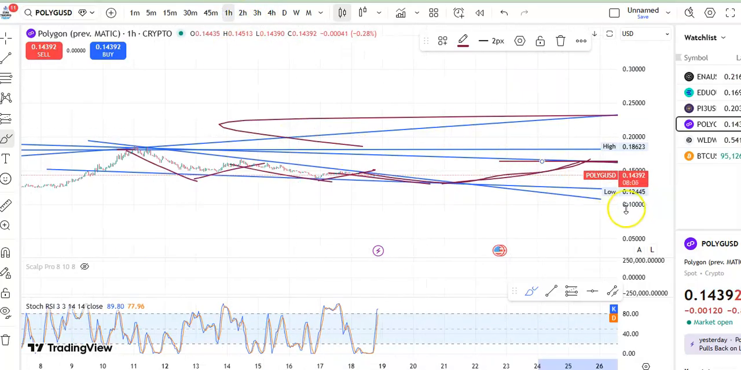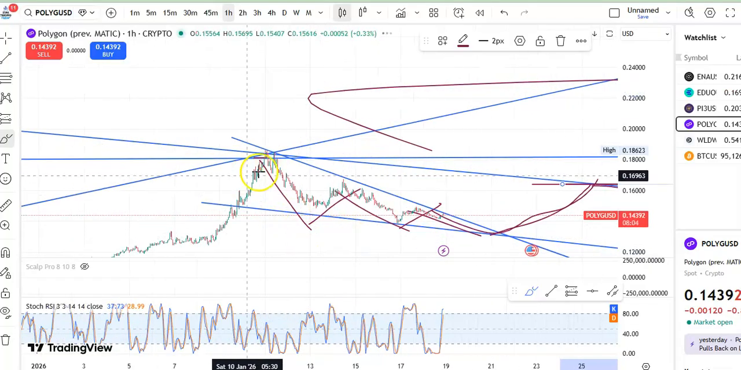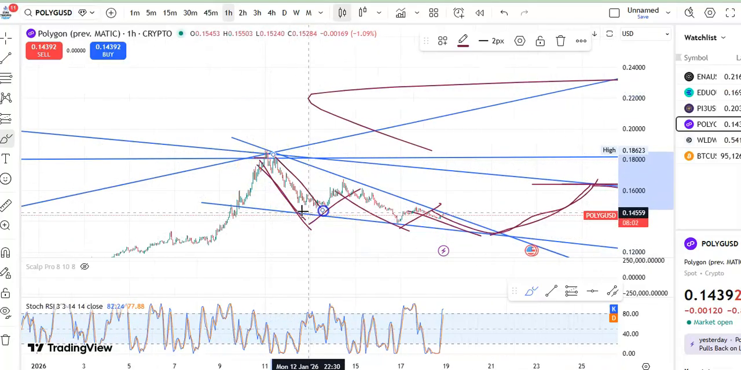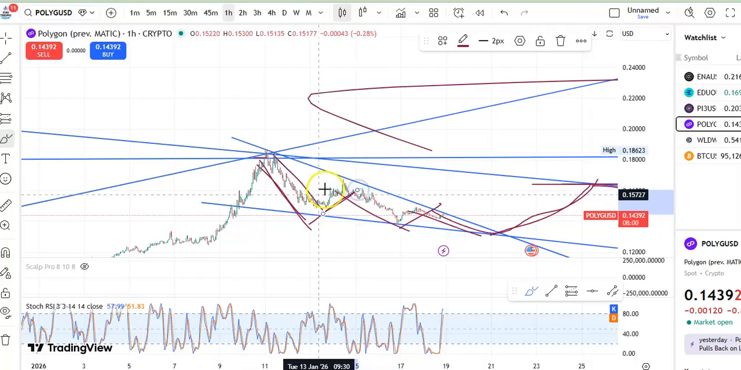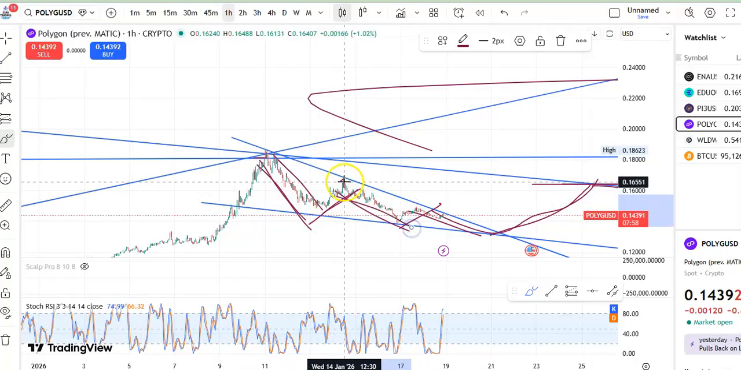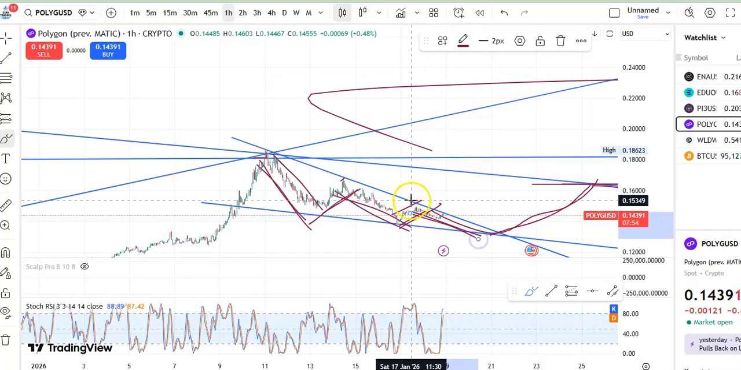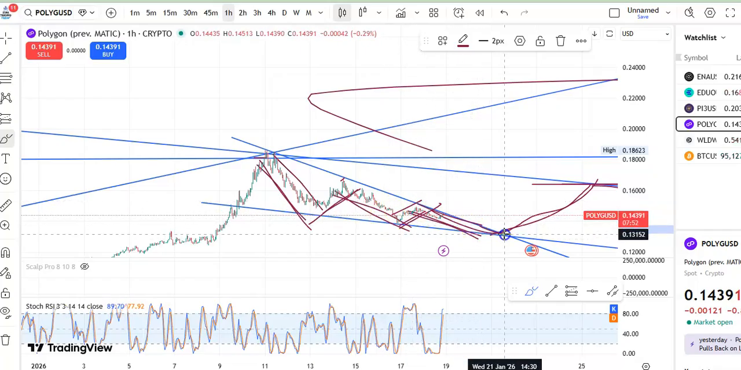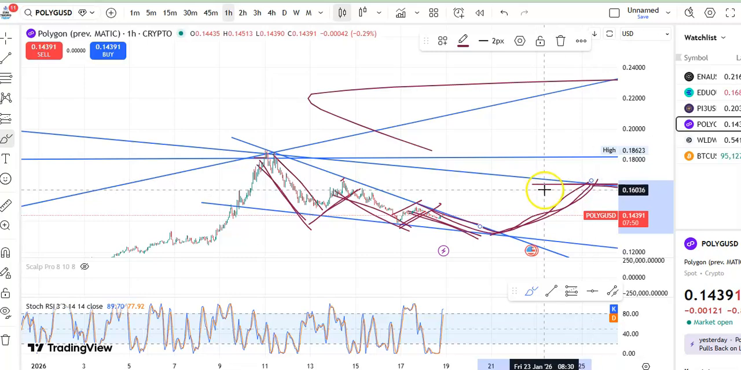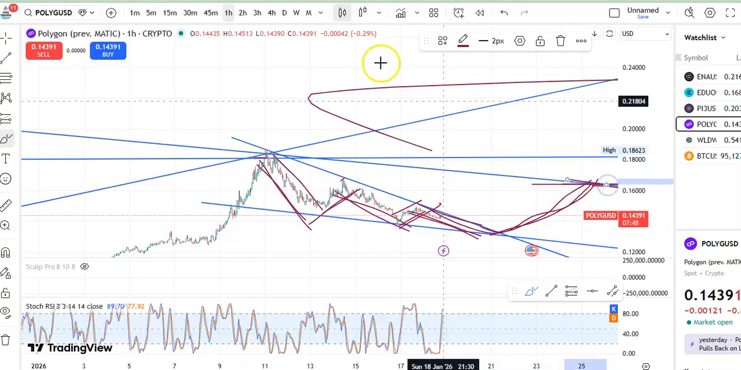Okay, in the 1-hour chart also you can see very clearly how the candles are moving. Previously the candles started falling, and after the breakout it went up, again the fall started. Okay, after the breakout again it went up, and now the fall is taking place. So this is the 1-hour chart, and after the breakout you can see a rally towards this resistance level.